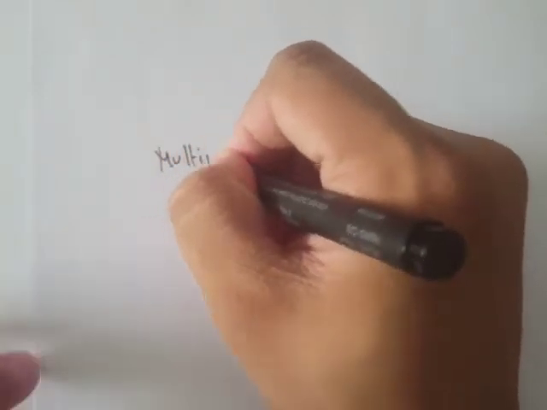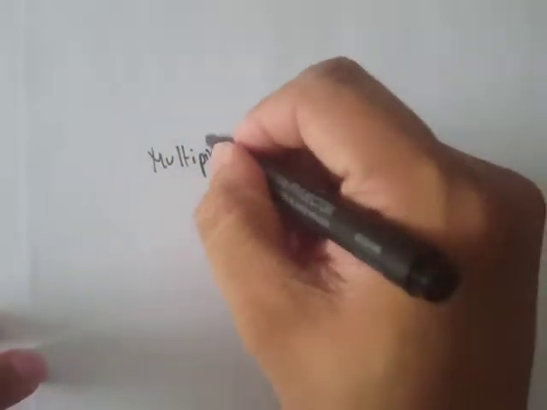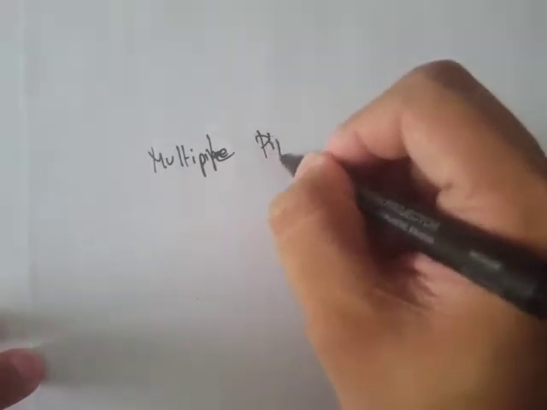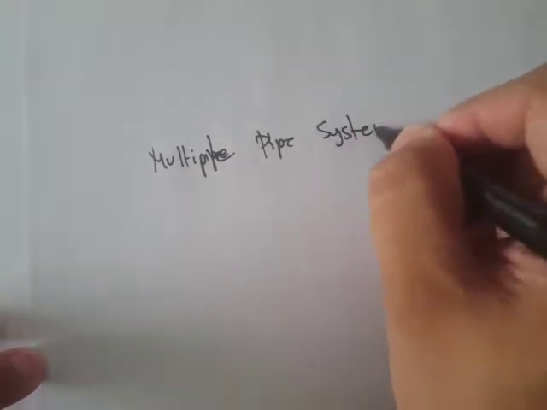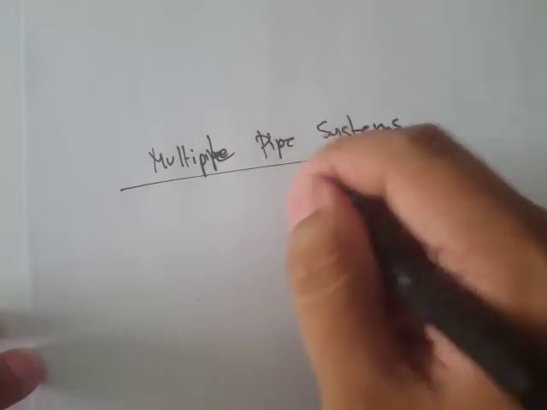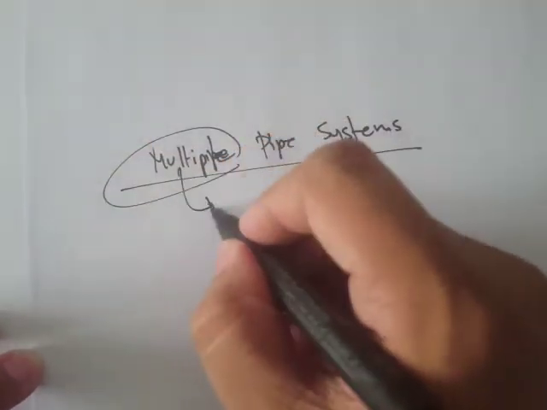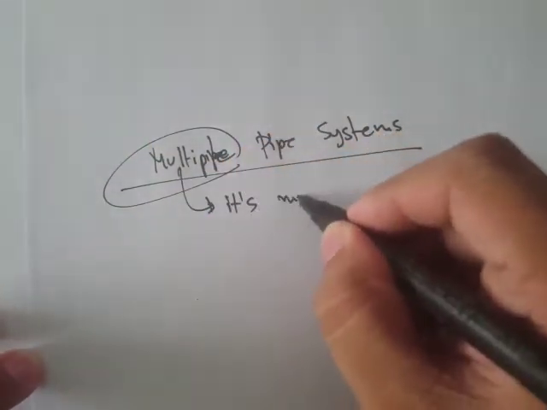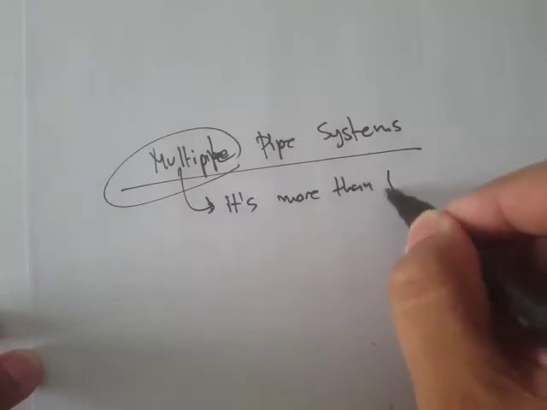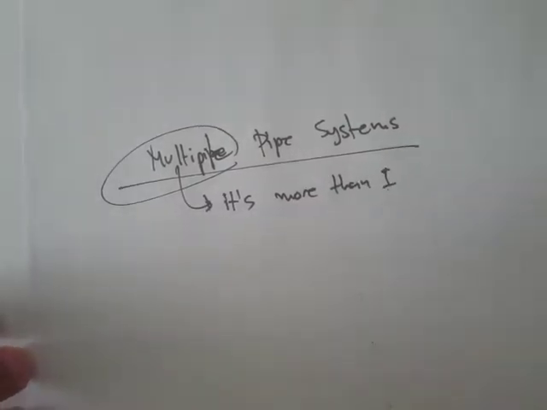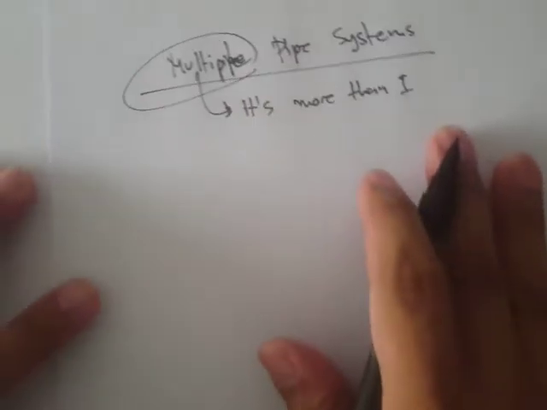It's been a while since our last topic, and right now we'll be discussing the multiple pipe systems. Now, when I say multiple pipe systems, from the word itself, multiple, it means that it's more than one. Right, so it's more than one pipe. So it's a system that comprises more than one pipe.